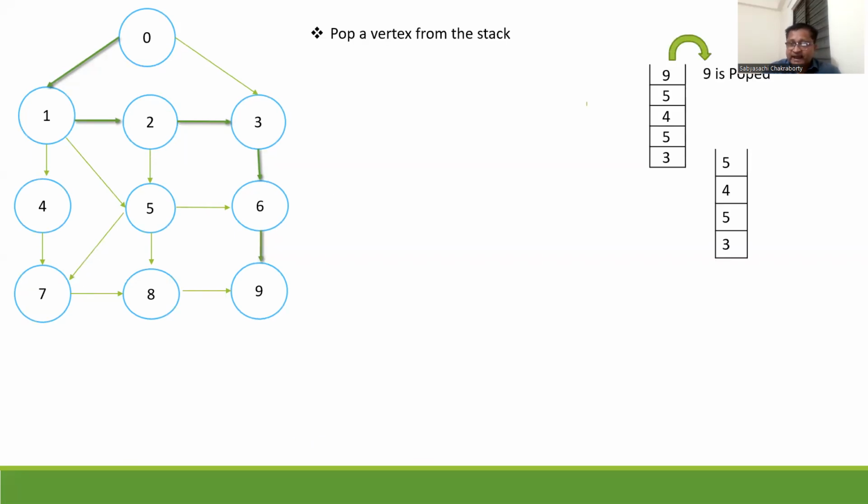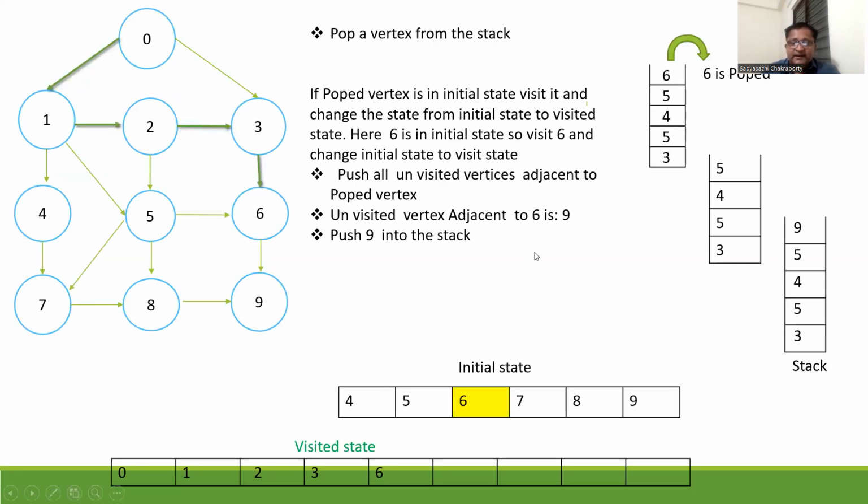9 can be popped out of the stack and 9 can be visited now. Now the 9 can be visited because we are having unvisited vertex adjacent to 6, which is only 9. So we will have the unvisited vertices to be pushed into the stack only, not the visited. So 9 is so far unvisited. So 9 can be pushed into the top of the stack because 9 is an unvisited adjacent vertex of 6.